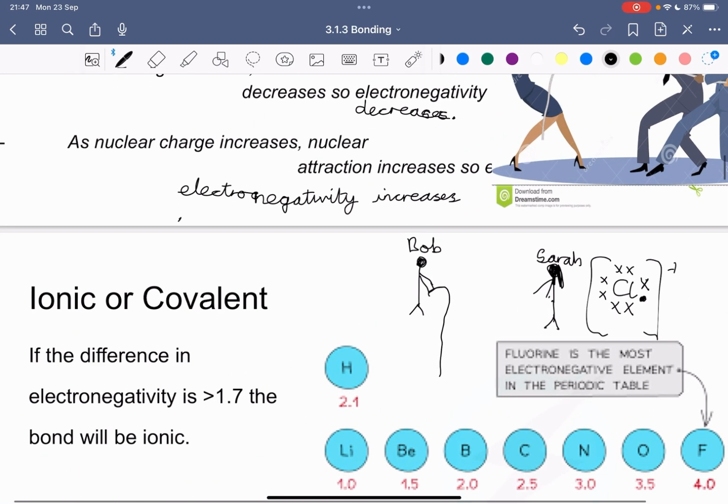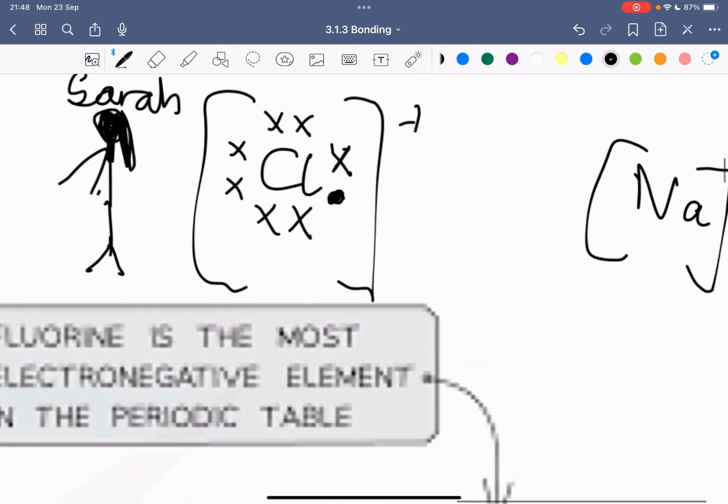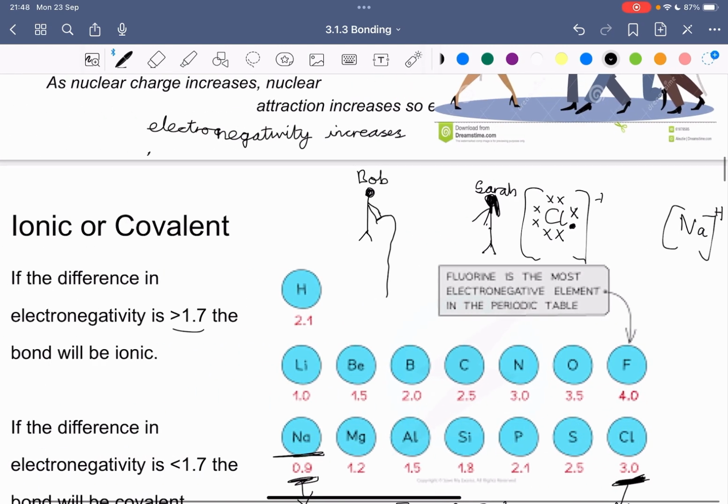And the actual value is 1.7. So if the difference between the two atoms is more than 1.7, then it will be ionic. So in this case, we have 3 and 0.9, right? So 3 take away 0.9 is 2.1, and that's greater than 1.7. So that's why this is ionic, okay? So that's how ionic bonds are formed.